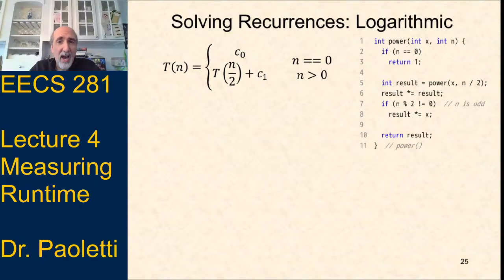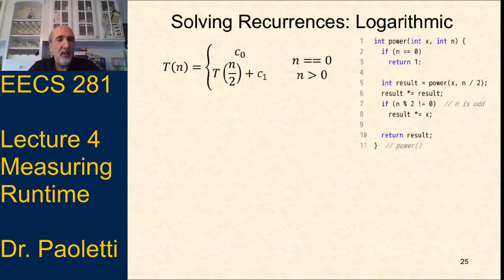So let's look at how I got from the code to the equation. The code says I've got a result equal to power of x to the n over 2 power. So I made a recursive call of size n over 2. And after that recursive call was done, I multiplied result times result. And if n was odd, I multiplied by x one more time for good measure.